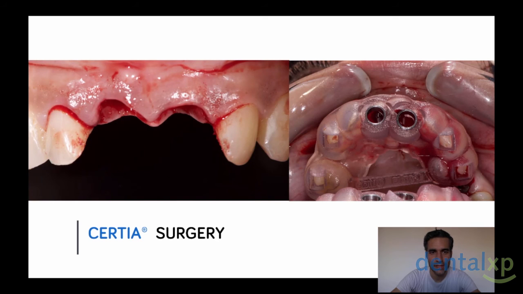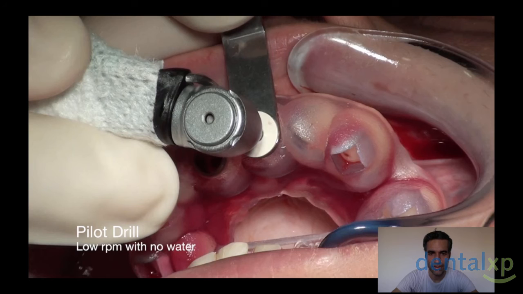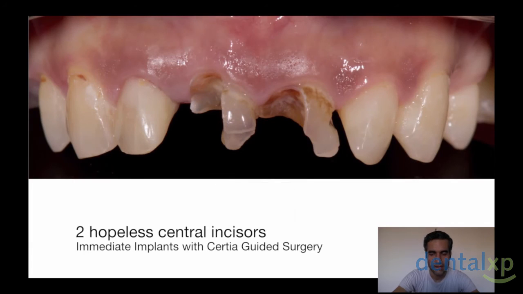This is the surgery and the implants that are manufactured before the surgery, they fit perfectly in our implants. So let's see the whole process in a video. It's better to see the process in the video. See the two hopeless teeth.